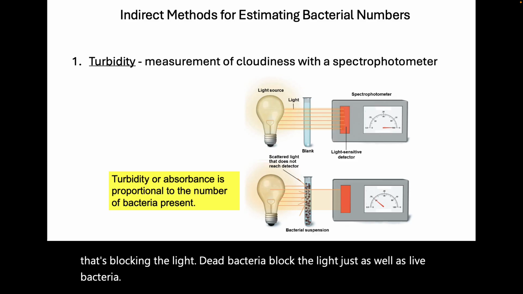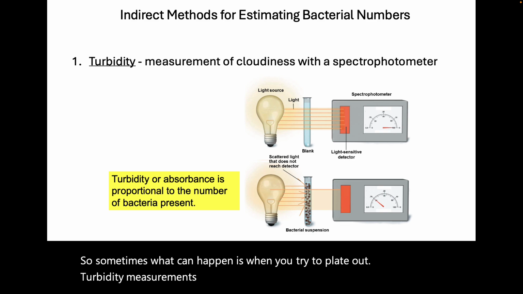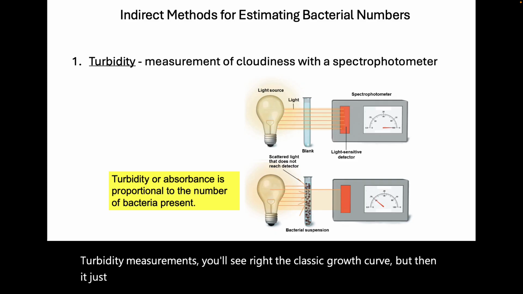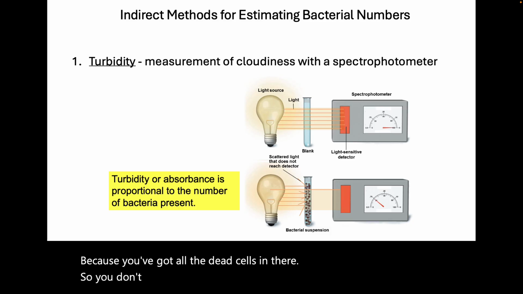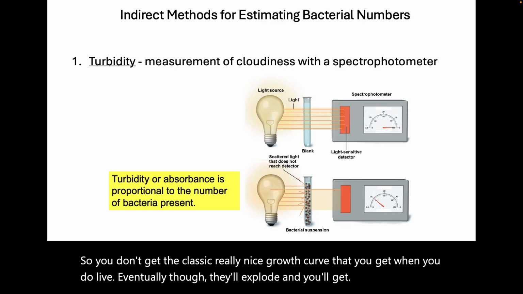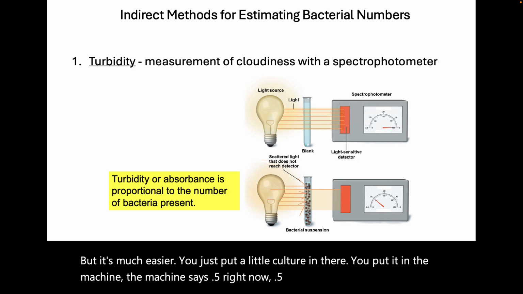Okay. So sometimes what can happen is when you try to plot turbidity measurements, you'll see the classic growth curve, but then it just kind of does something like this, because you've got all the dead cells in there. So you don't get the classic really nice growth curve that you get when you count live cells. Eventually though, they'll explode and you'll get the decline. It just takes longer. But it's much easier. You just put a little culture in the machine, it says 0.5, write down 0.5, you're done. Much easier than counting.